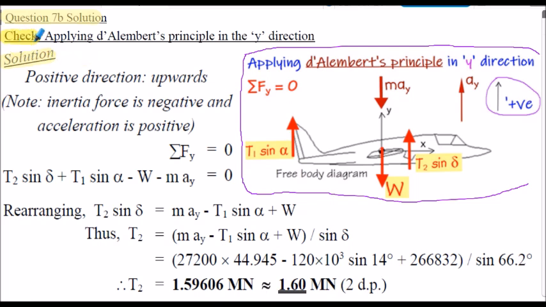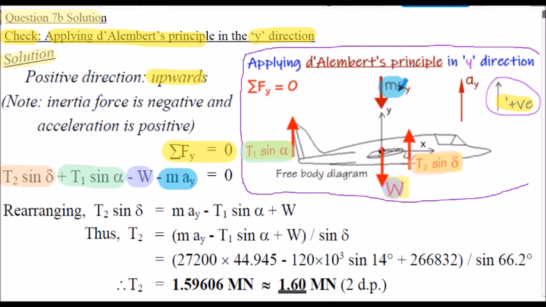Question 7b, solution continued here. Now as a check on the previous calculation, we're going to apply D'Alembert's principle, but this time in the y direction. We should then calculate the same value of T2 to 2 decimal places. Notice this time upward forces and upward accelerations are positive. So the summation of all the forces in the y direction equals 0, Newton's first law. We have T2 multiplied by the sine of delta, this component here, added to T1 multiplied by the sine of alpha, this component here, both in a positive sense. And then we subtract the weight force, that is vertically down, and we subtract the inertial force in the y direction, m a y. That has to equal 0 for equilibrium.